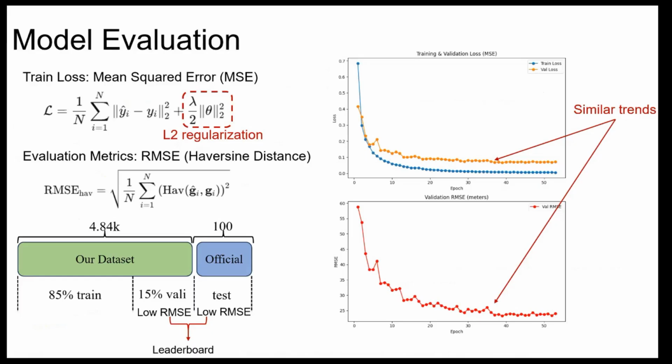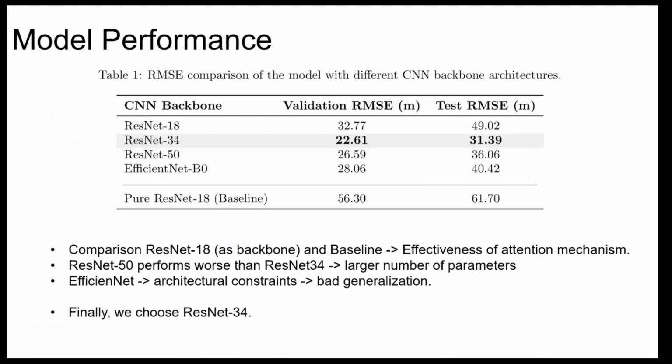submission to the leaderboard. So the table presents our evaluation of different CNN backbones and their comparison with the baseline. When using ResNet 18 as a backbone, we observe a substantial improvement over the baseline, demonstrating the effectiveness of incorporating the attention mechanism. In contrast, ResNet 50 performed worse than ResNet 34, which may be attributed to its large number of parameters, leading to overfitting, as well as its longer inference time.